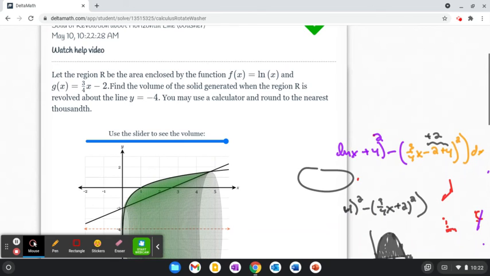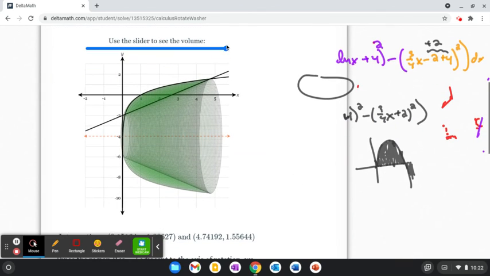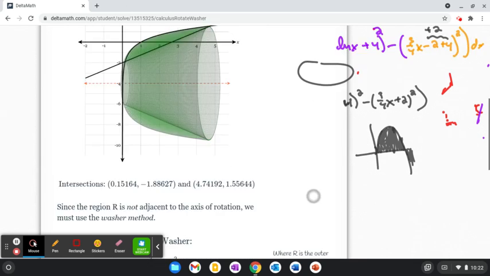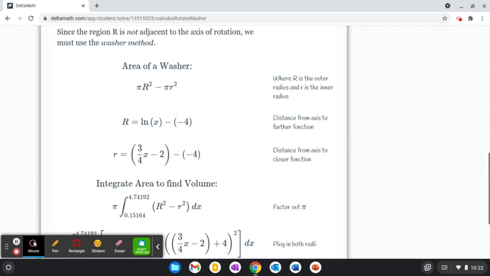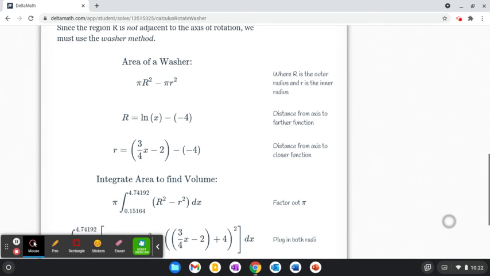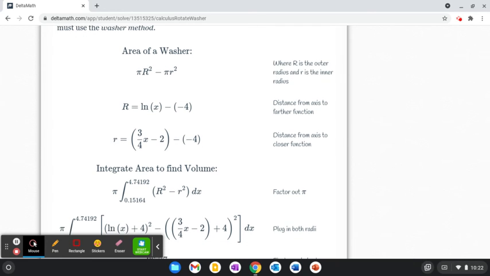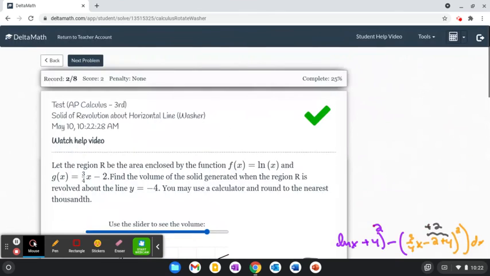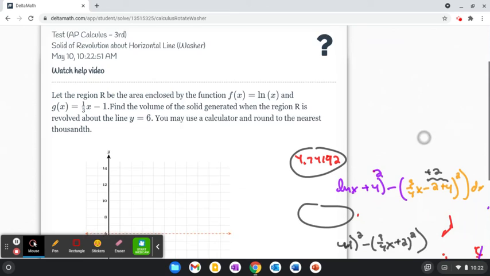Okay. Here's the 3D thing of it. It's kind of cool. You can see it there. I don't know, at least I'm fascinated by that. And here's the explanation, area of a washer. You can see they use the big R for outer, little r for inner. Same deal. All right. So that is the washer method.